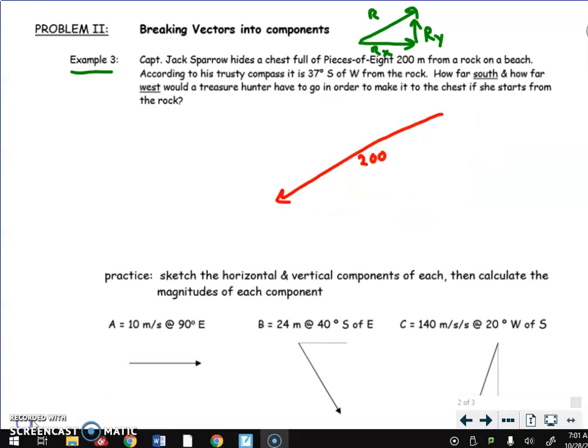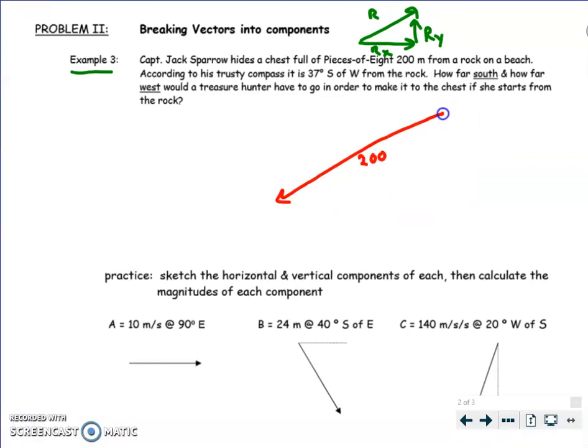I drew that wrong. So let me redraw it. So there's the 200 vector from where he's starting to the treasure. The angle is given south of west. So in order to match that, we want to go west first and then south. Okay, so this is our 37 degrees. Now I'm going to call this A, and let's just call this B. So I want to find out how big is A and B, knowing the hypotenuse and that angle.